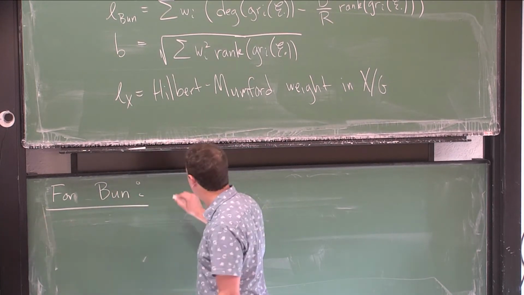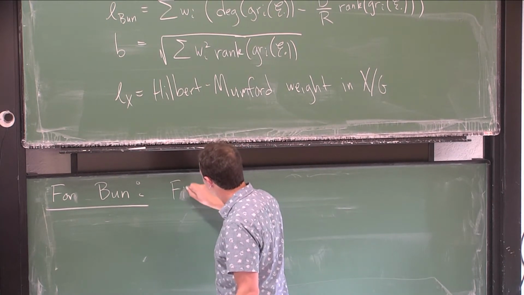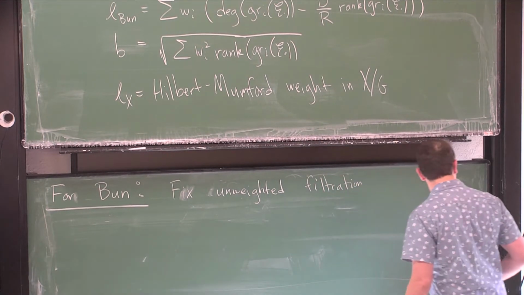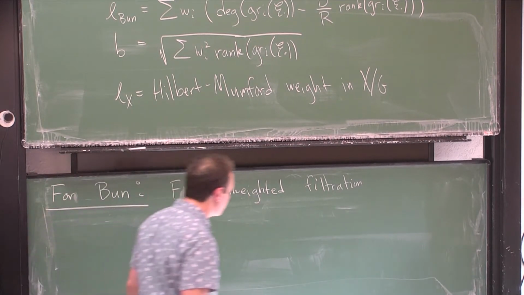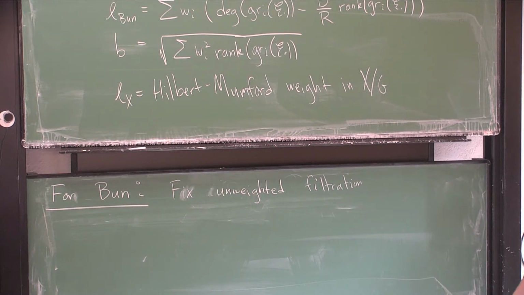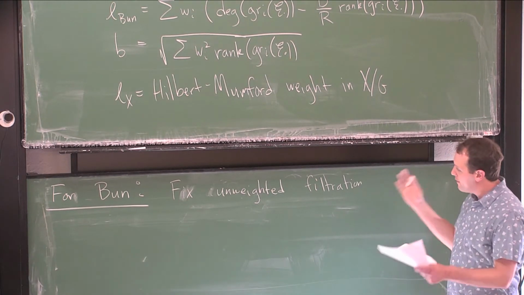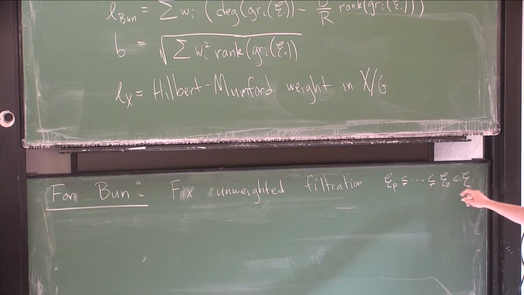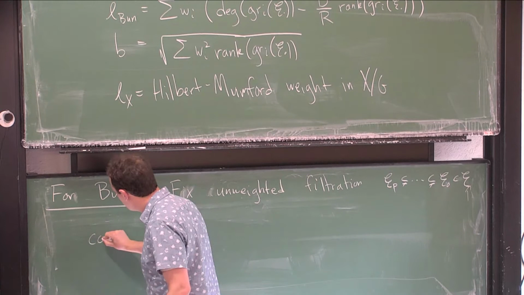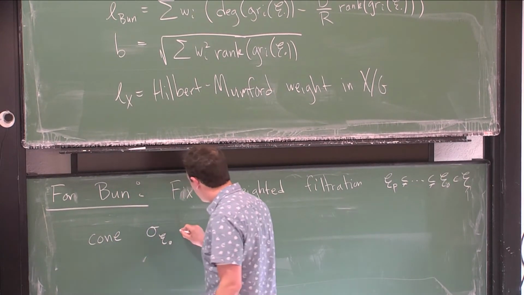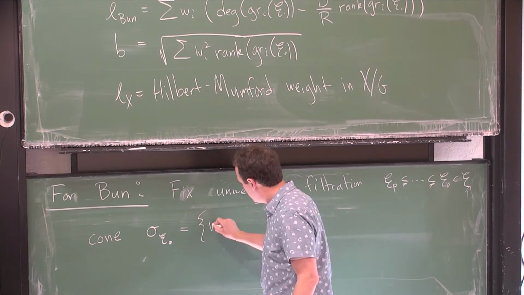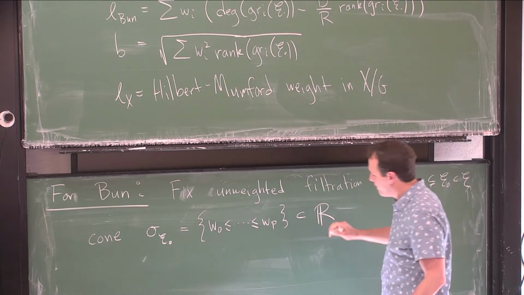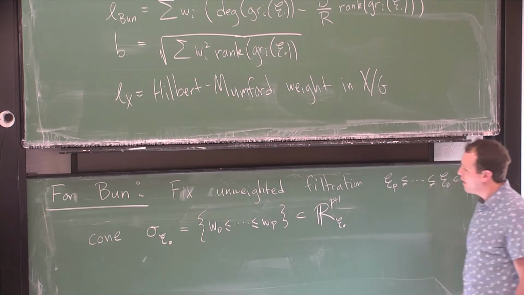So the idea is, I'm going to verify this condition. Fix an unweighted filtration. Even though changing the weights algebro-geometrically actually puts you on different connected components of the stack of filtered vector bundles, in some sense it makes sense to say fix an unweighted filtration. So I'm going to fix my E, and I'm going to fix an unweighted filtration, and then basically there's a cone, sigma E, and this lives inside of a copy of R to the p plus 1.